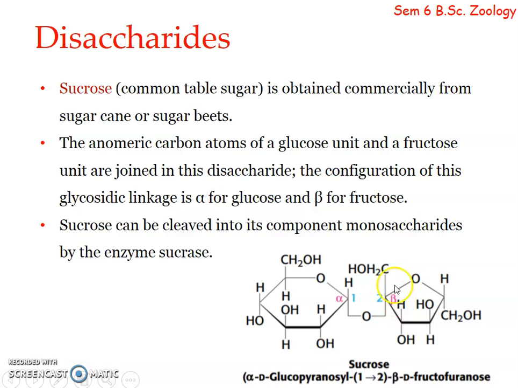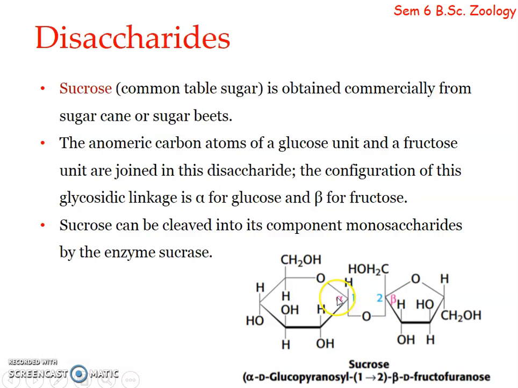In the fructose, what happens? Fructose is a 5-membered ring. It is a furanose structure, right? Unlike the pyranose structure, as you can see in glucose in pyranose form, where the first carbon is the anomeric carbon, in furanose form the second carbon is the anomeric carbon.